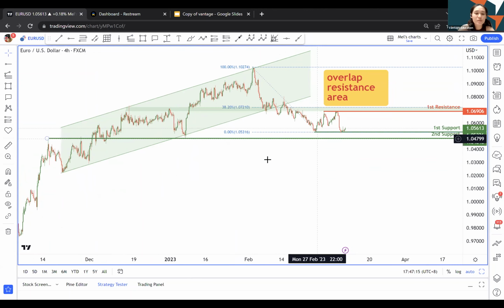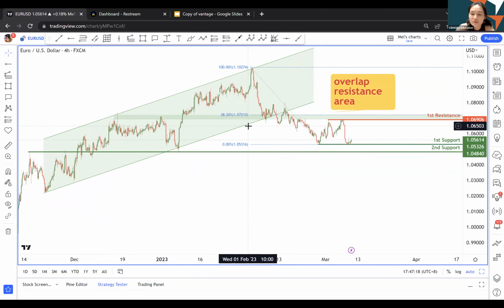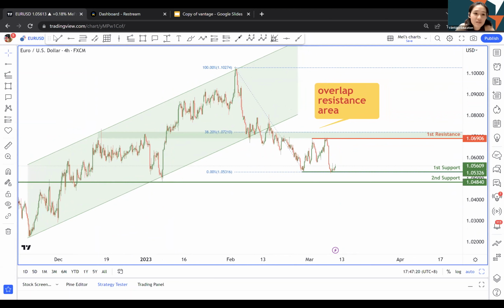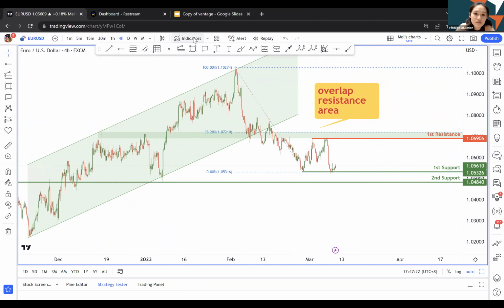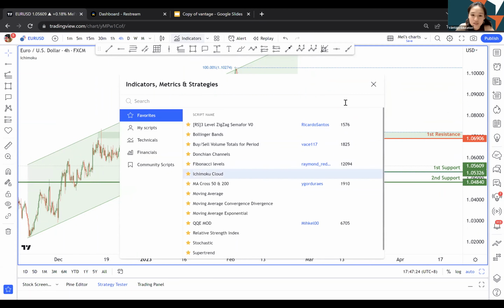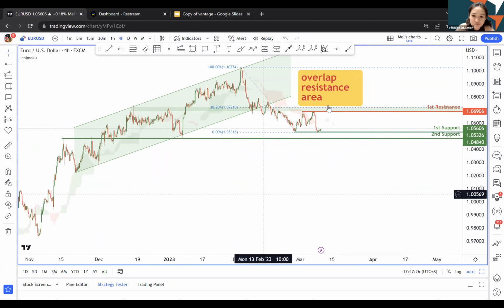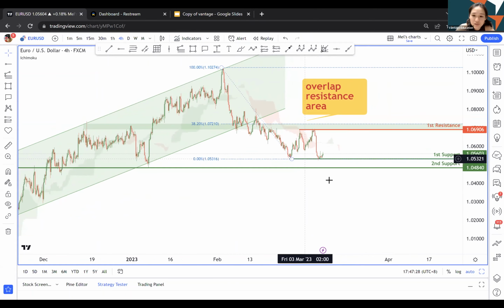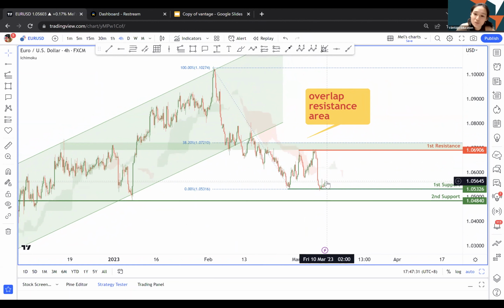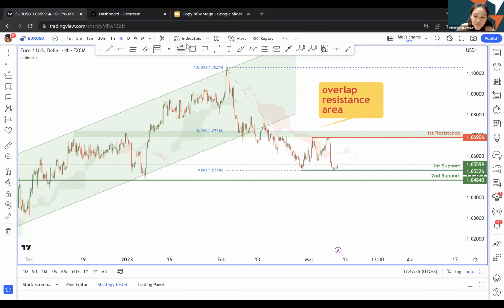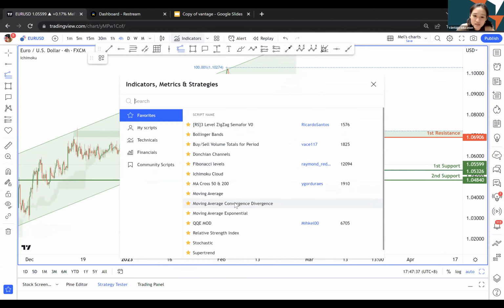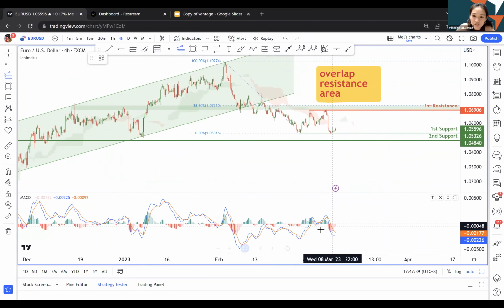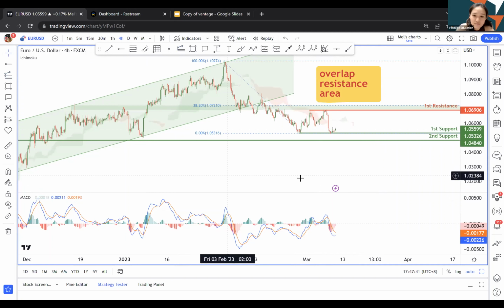Okay, so now that we have our Fibonacci levels and our resistance and support levels, let's pull out some indicators. Let's take a look at Ichimoku. So we can see price is currently moving below the Ichimoku cloud, which gives us a bearish signal. If we take a look at MACD, it gives us a bearish signal once again.